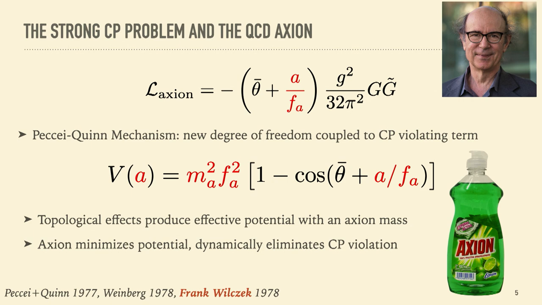And in doing so, you've given yourself a dynamical explanation for how the axion field would exactly cancel out, up to small perturbations, whatever value nature selected for us of theta bar. This is known as the Peccei-Quinn mechanism. It was introduced in the late 70s by Peccei and Quinn, and then really developed much further by Weinberg and Wilczek in the following year.